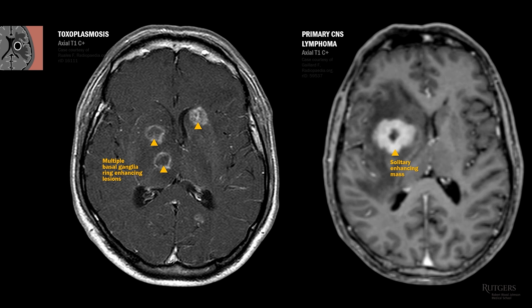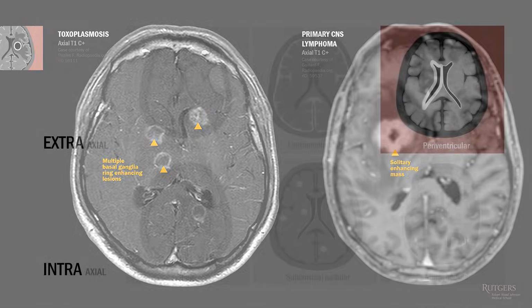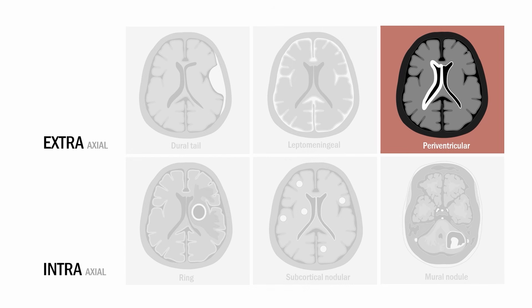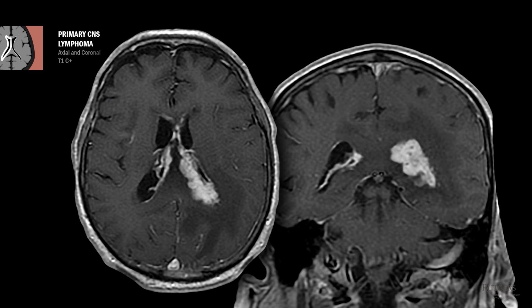This is where another pattern of enhancement can help. Periventricular enhancement. Lymphoma has predilection for the periventricular region and subependymal spread, ependyma being the wall of the ventricle. Look at this neoplasm coating the ventricles. Toxoplasmosis does not affect the ventricles. This is lymphoma.